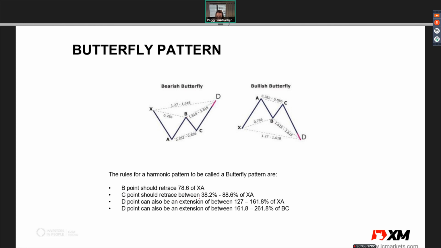And the C point should retrace between 38.2 and 88.6% of AB. Okay, you get why mainly the C point, right? How are you going to get the C point? You need to draw Fibo from A to B, and then you will get the extension here.